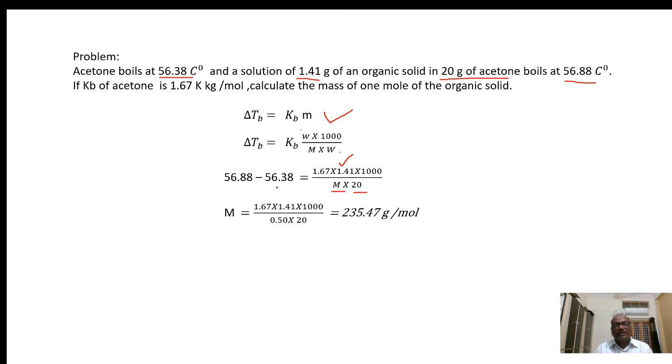So this is 0.5, is it? The difference of this is 0.5. So you write the equation for capital M. It is 1.67 into 1.4 into 1000 by 0.50 into 20. It gives 235.47 gram mole inverse. It is the molecular mass, or the mass of 1 mole of the organic solid. Like this, we can find the molecular mass of the solutes.